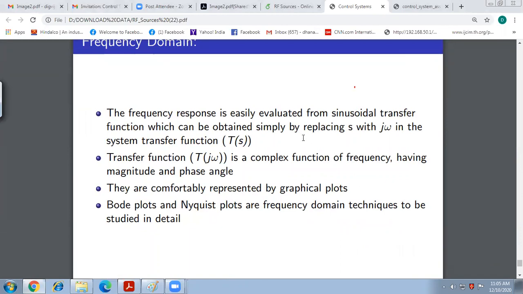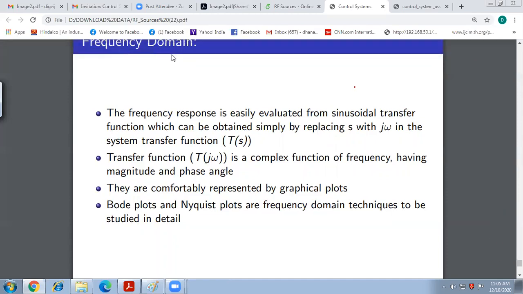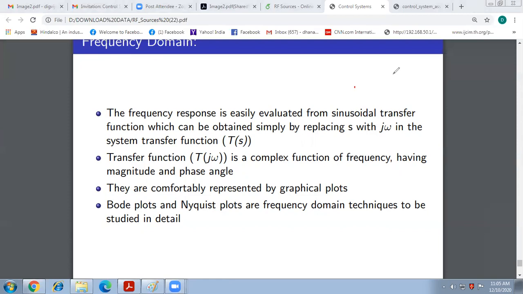Another important thing, friends, that I missed while introducing frequency response is how we start obtaining the frequency response. You have to be very clear about it. Whenever we are given a transfer function, normally it is given as T of s equal to, let us say, 4 upon s square plus 3s plus 4. Let us say we are having a transfer function.